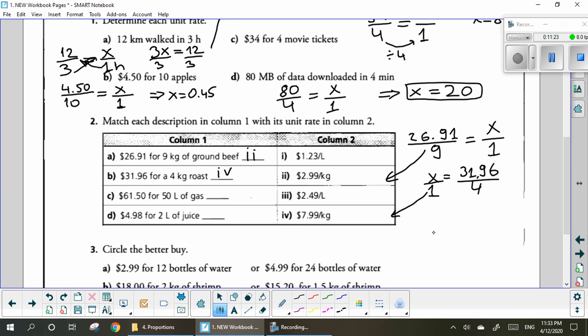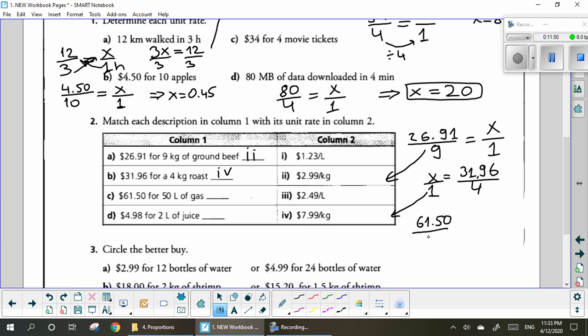There we go. Gas. So in this case, if you ever fill up a car with gas, you want to know if you're getting a decent deal. And $61.50 for 50 liters of gas, you're not sure until you actually calculate how much 1 liter of gas is. And you'll see that at the gas stations. Usually that's how it's advertised. So we would set up another proportion like that.